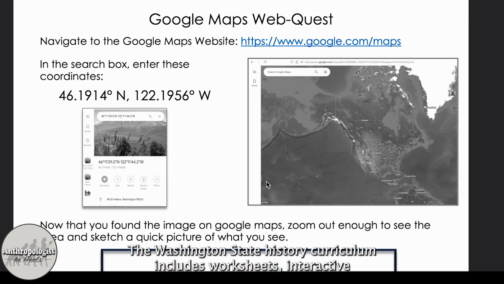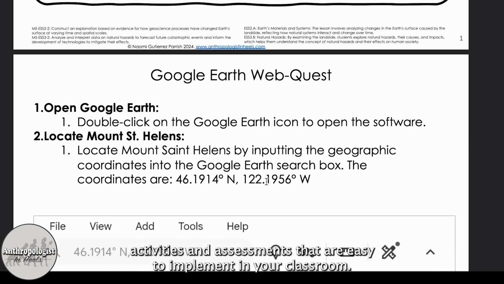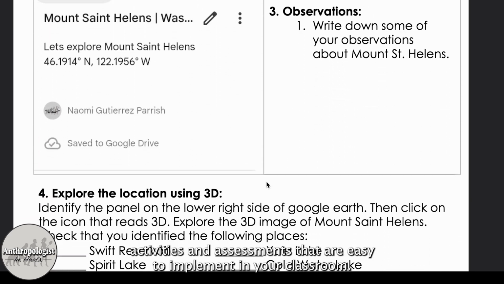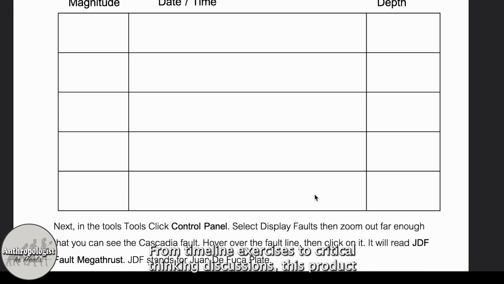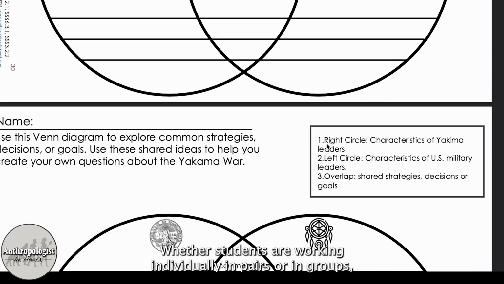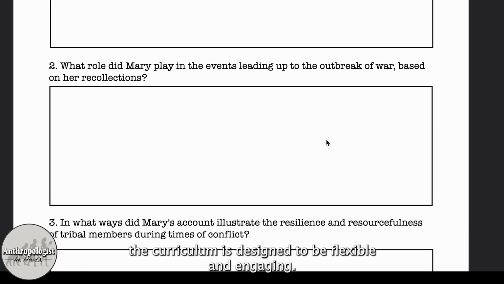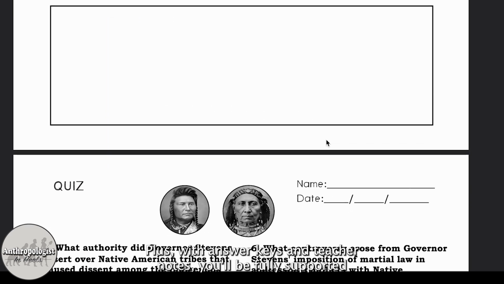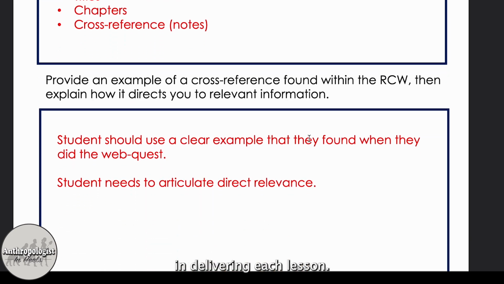The Washington State History curriculum includes worksheets, interactive activities, and assessments that are easy to implement in your classroom. From timeline exercises to critical thinking discussions, this product provides a variety of learning experiences that cater to different learning styles. Whether students are working individually, in pairs, or in groups, the curriculum is designed to be flexible and engaging. Plus, with answer keys and teacher notes, you'll be fully supported in delivering each lesson.